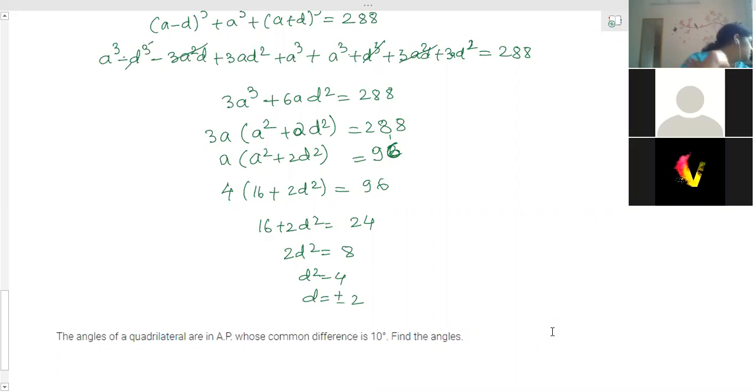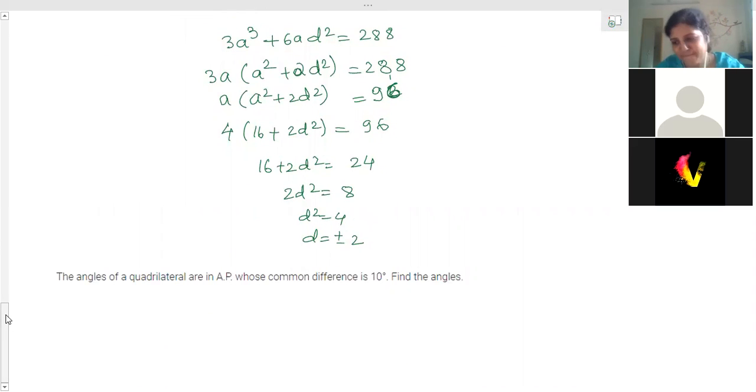This is example number 9. Question number 9. The angles of a quadrilateral are in AP, whose common difference is 10 degrees. Find the angles. Now there are quadrilaterals, so how many angles does it have? 4. Now it has 4 angles. So what has to be considered? A minus 3D, A minus D, A plus D and so on.